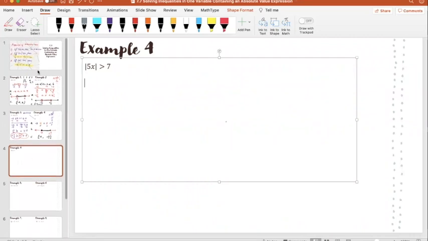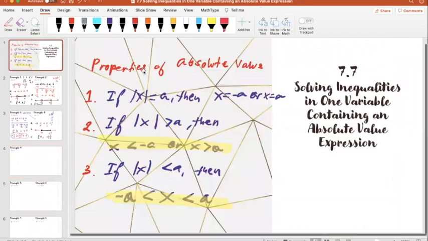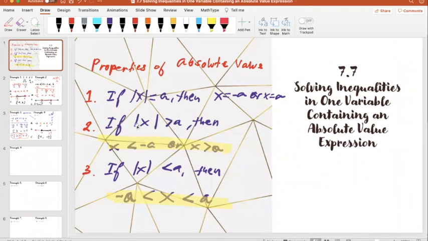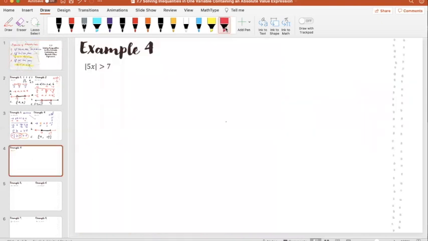Going back to our properties, we can make use of property number 2. Absolute value of x greater than a. It's greater, so we'll be using this. We can rewrite it into x less than negative a or x greater than a. So using that property, we now have 5x less than negative 7 or 5x greater than 7.